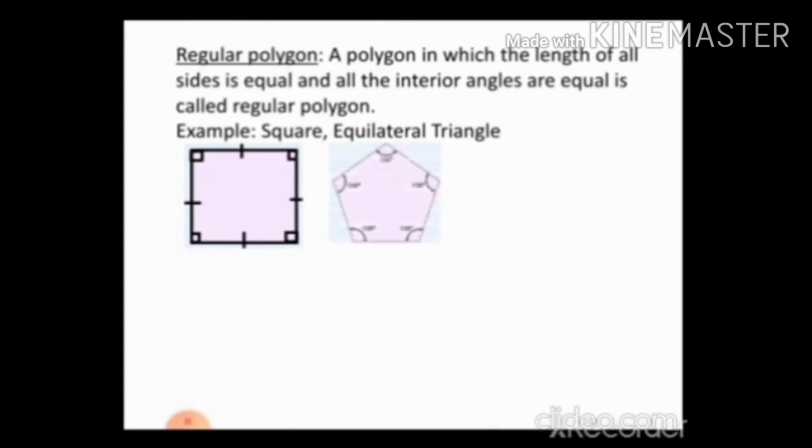Then take the example of a regular pentagon. In it all the sides are equal and each angle is of 108 degrees. Then comes the regular hexagon. In it all the angles will be of 120 degrees and each side will be equal.